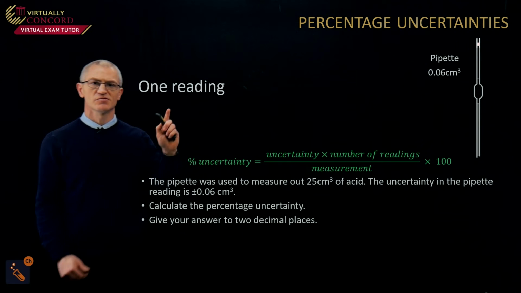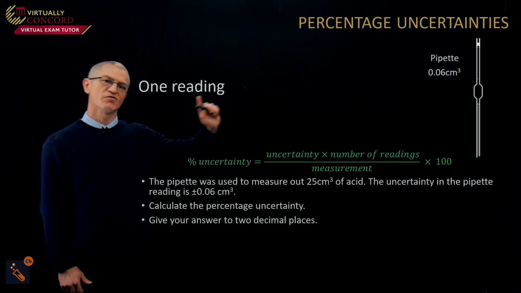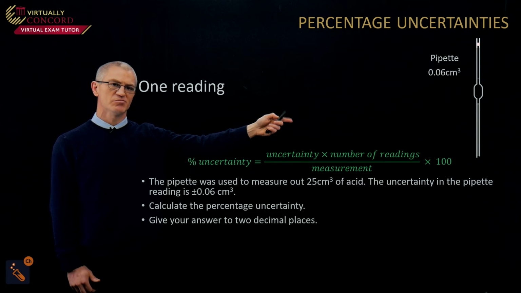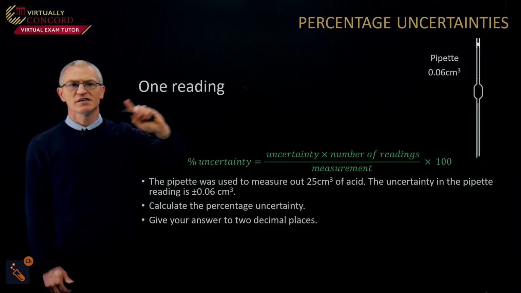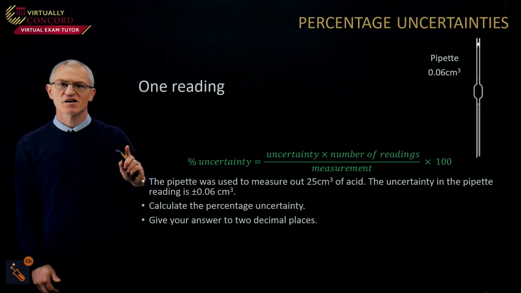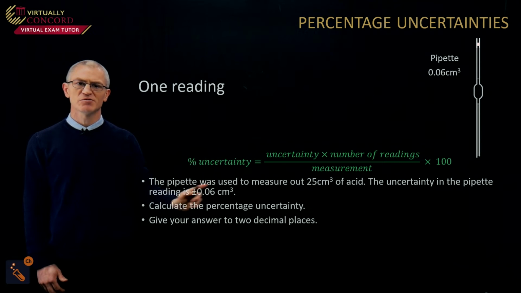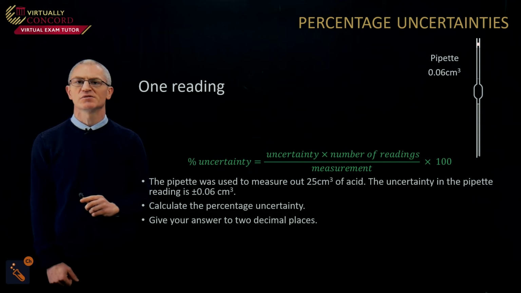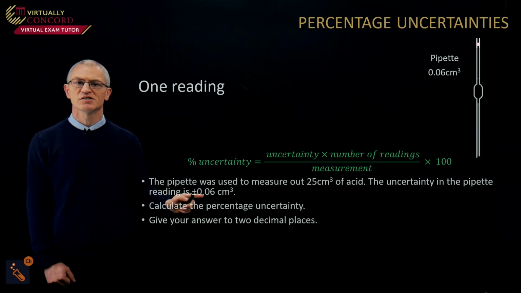So we can see that we've got one reading relates to the pipette, so we can see the pipette over there, okay, and that is 1 reading, so that then goes into our equation, and the pipette was used to measure out 25 centimetres cubed of acid, so that's our measurement. The uncertainty was 0.06, so we've got our uncertainty.